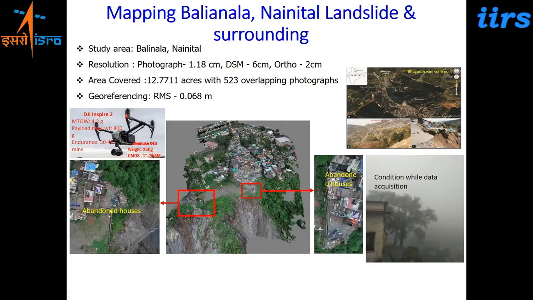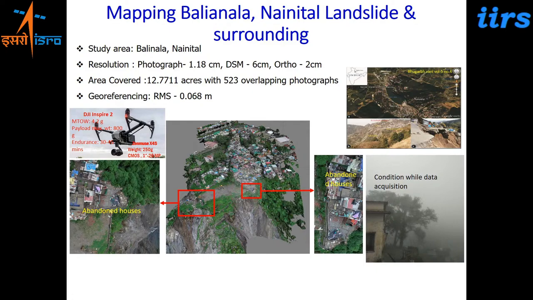See, the state government of Uttarakhand, basically the district magistrate, requested us. This is the Nainital area, the Balianala landslide zone. They requested us to provide very high resolution information so that they can take appropriate measures. Suppose a landslide is triggered, which areas will be affected, or take measures so that this landslide doesn't get further activated, to stop this process.